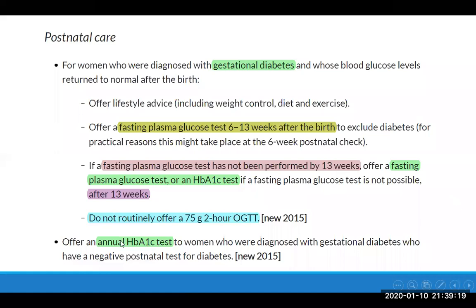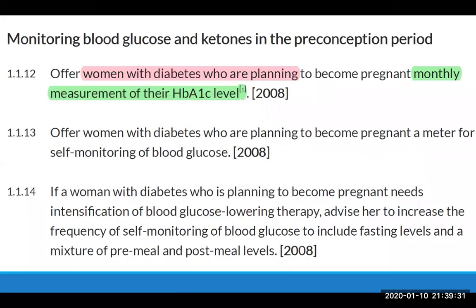And of course, in any case of GDM, we must annually check hemoglobin A1C to detect the development of type 2 diabetes. This is very important because there is a question like this in the exam.